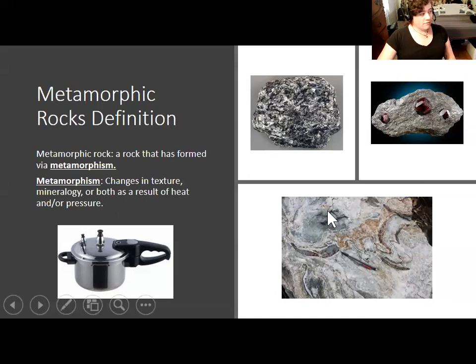And then we have a calc-silicate rock here, which we'll talk about, and then a schist here that has some prominent minerals. Does anyone know what these minerals are? These beautiful red ones here. Garnet. Yep, that's garnet, which is one of the minerals you'll be seeing in today's lab. And that's a common metamorphic mineral.